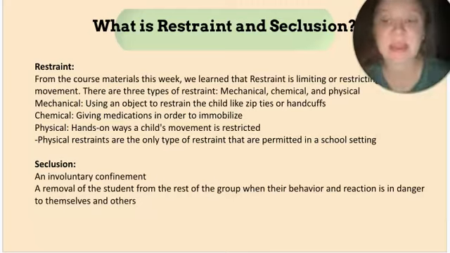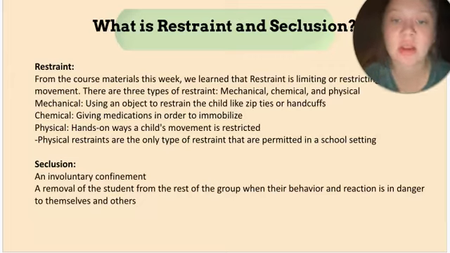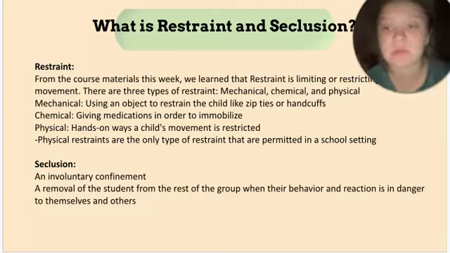There are 3 different types of restraint. Mechanical, which is using objects to restrain a child's behavior, such as zip ties or handcuffs. Chemical, which is giving medication in order to immobilize. And physical, which is hands-on ways to restrict a child's movement. Of course, physical restraints are the only type permitted in a school setting.